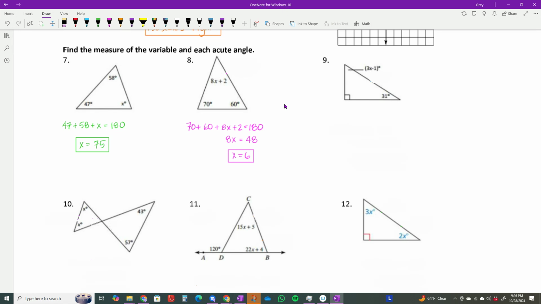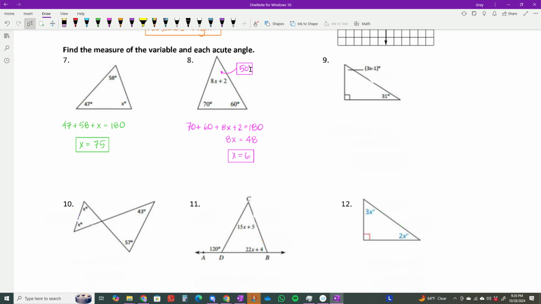That makes this other angle, so how do I find this angle? I take 6 and I'm plugging it in here for x. 6 times 8 is 48 plus 2 is 50. So that means this missing angle is 50 degrees, which of course you can check. 70 plus 60 plus 50 is going to give you 180.